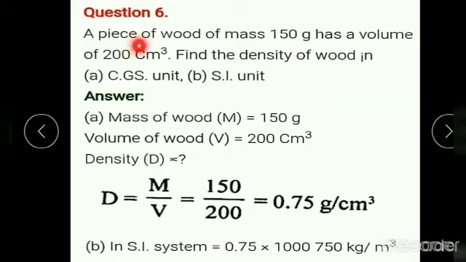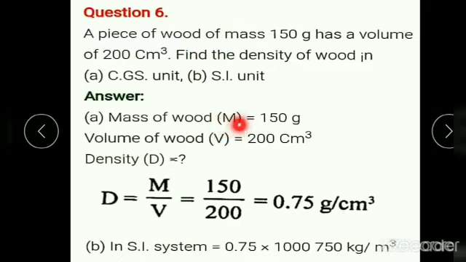A piece of wood of mass 150 gram has a volume of 200 centimeter cube. Find the density of the wood in CGS unit and SI unit. So what is given? Mass of the wood is given and volume of the wood is given, and you have to find out the density in CGS unit as well as SI unit. Okay, so what is the formula to find the density? It is mass by volume. Density is equal to mass by volume.